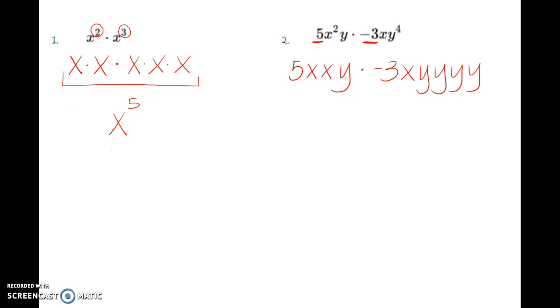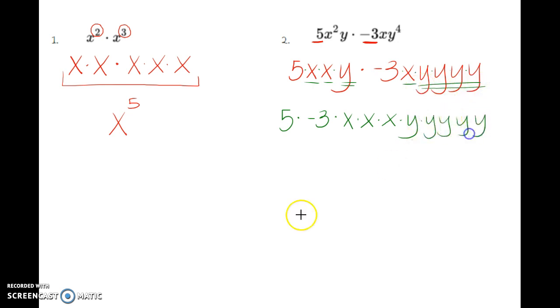Now, the nice thing about multiplication is that you can do it in any order that you want. Everything here is being multiplied. There's no other operation going on. So I can really reorganize this. Maybe I'll put my coefficients first. So 5 times -3. And then my x's will go next. So I have x times x for these two here. And then times another x for this one over here. Times y for this y. And then I have 4 y's over here. So times y, y, and y.